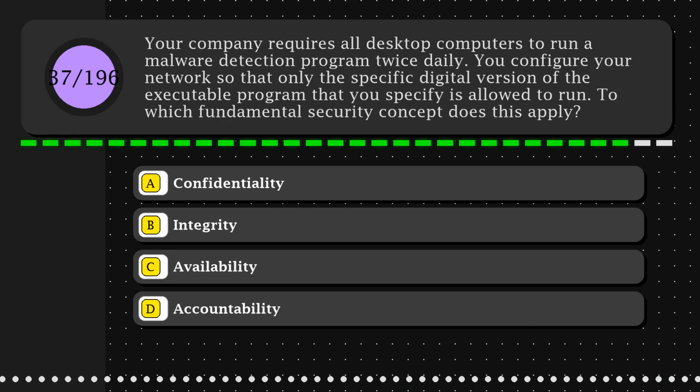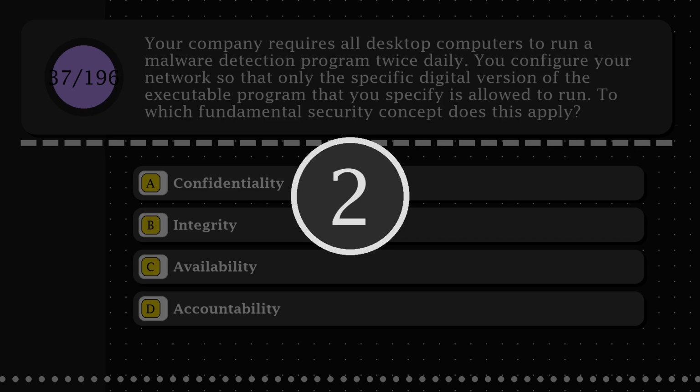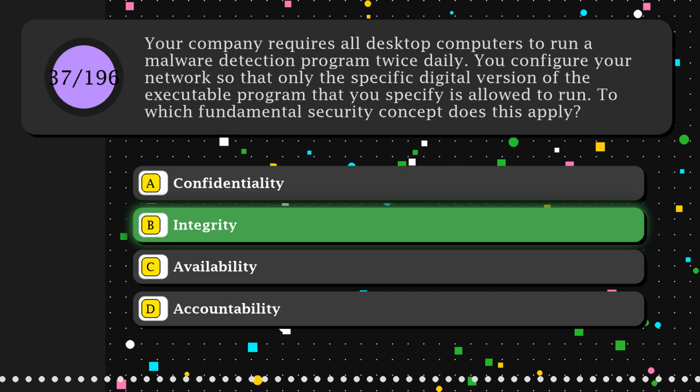Question 37. Your company requires all desktop computers to run a malware detection program twice daily. You configure your network so that only the specific digital version of the executable program that you specify is allowed to run. To which fundamental security concept does this apply? Option A, confidentiality. Option B, integrity. Option C, availability. Option D, accountability. The correct answer is option B, integrity.